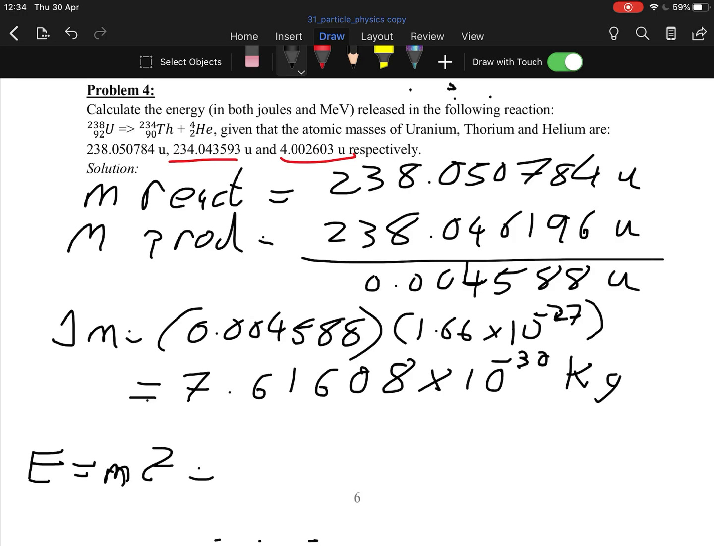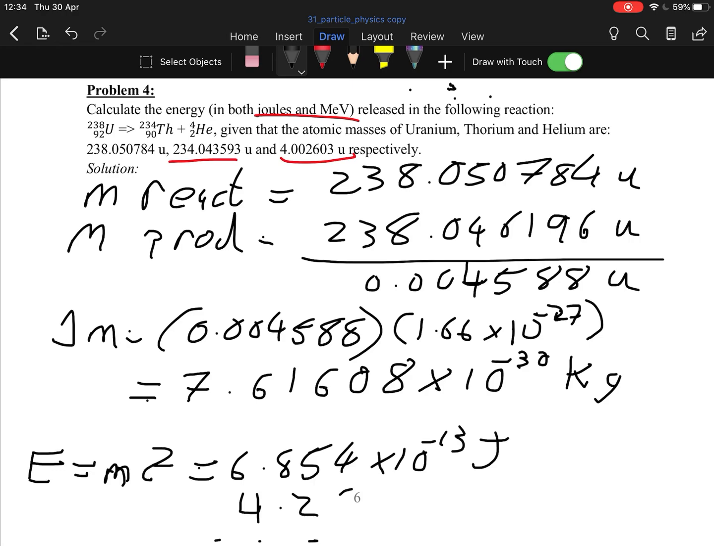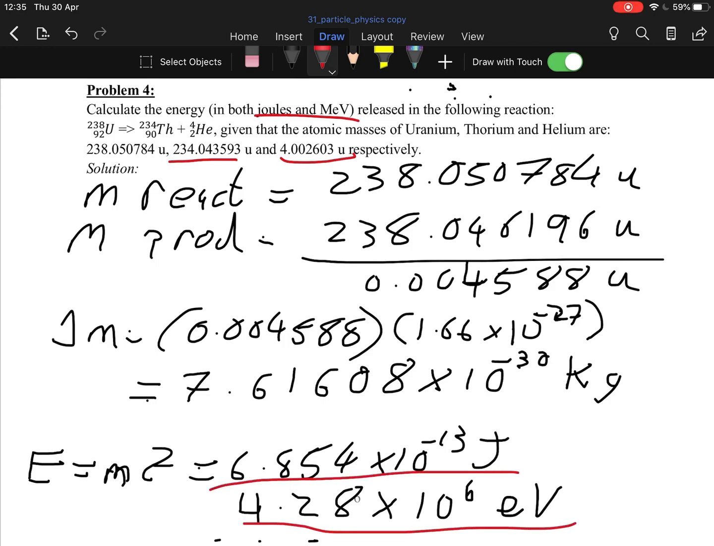And we should end up with 6.854 by 10 to the minus 13 joules. And I just noticed there the question asked for joules in electron volts. So we divide that by the charge of an electron, which gives us 4.28 by 10 to the 6 electron volts. So there are our two answers. Okay?